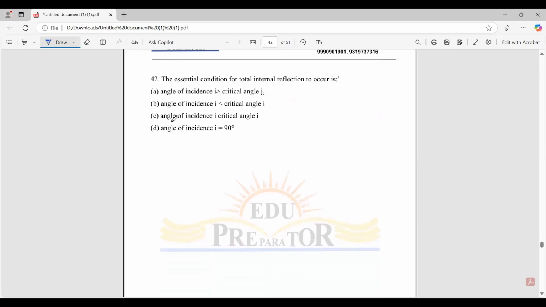Then, the essential condition for TIR. Now, as we all know, for total internal reflection to take place, the angle of incidence should be greater than the critical angle. So this directly we can put as option A, the correct one.